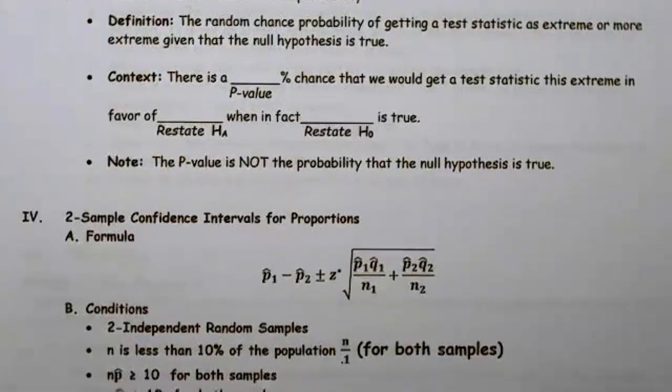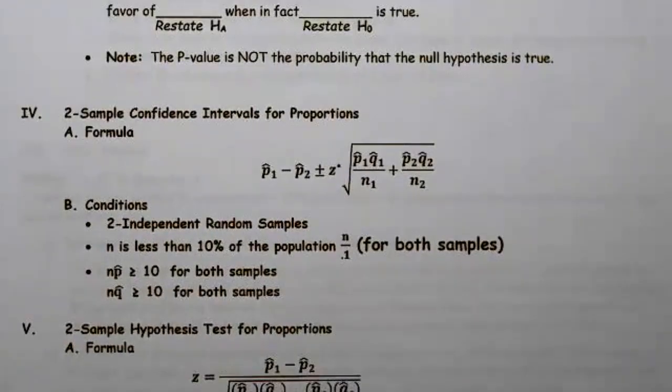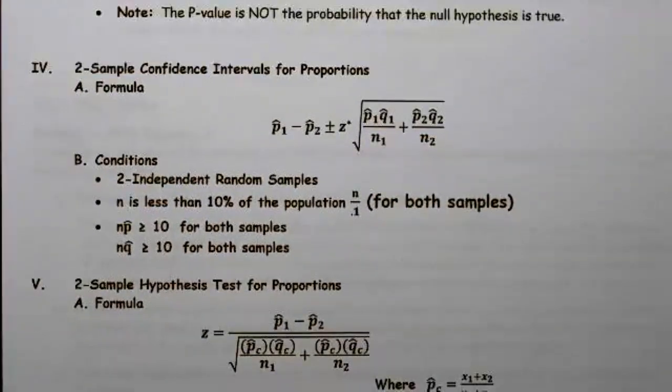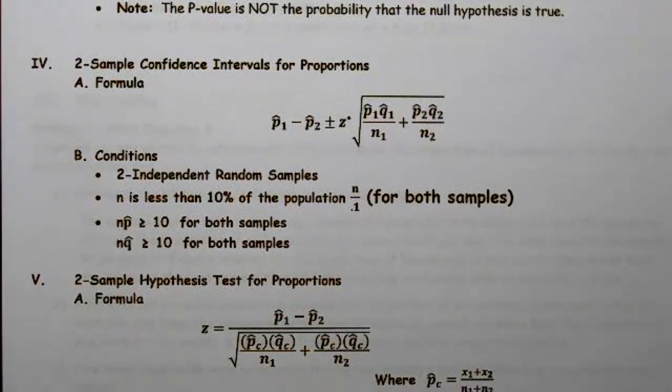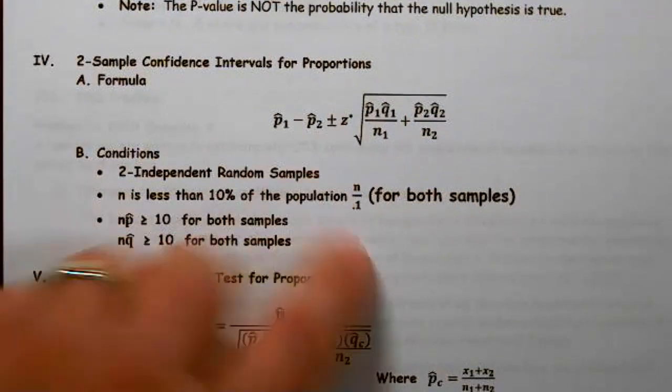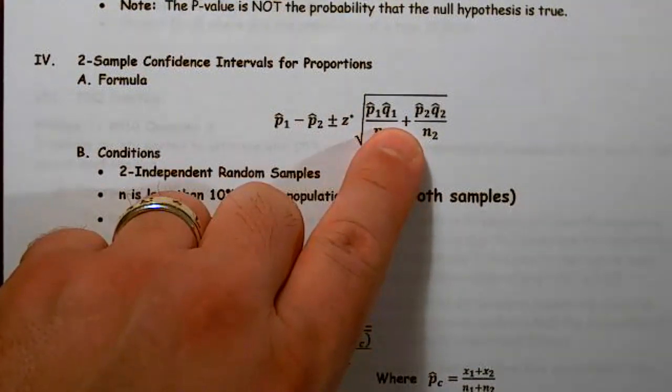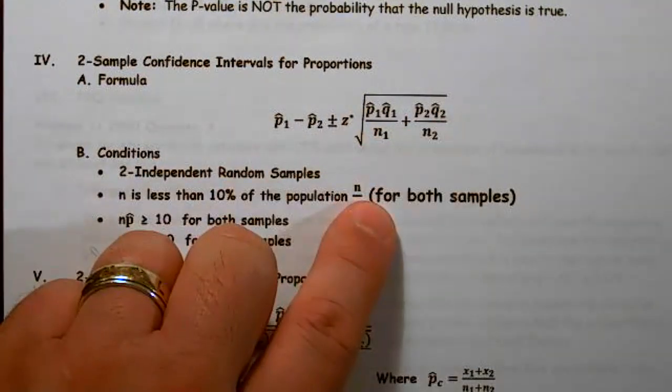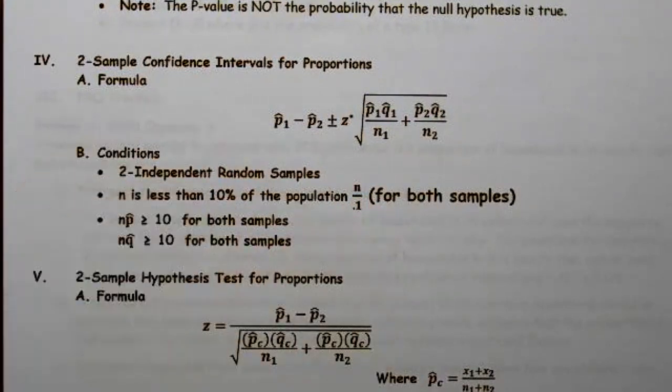Then we have a two-sample confidence interval for proportions. Boy, that was difficult to say. A two-sample confidence interval for proportions. And we're just finding the difference in proportions. And once again, if you're using q hats, you have to say q hat is 1 minus p hat. Make sure you do that.